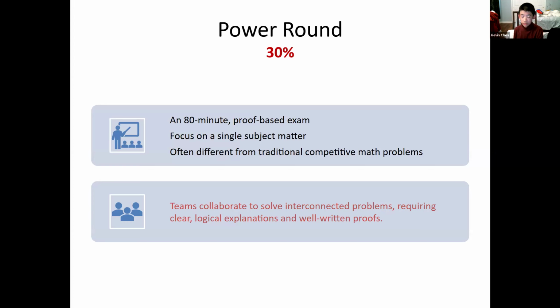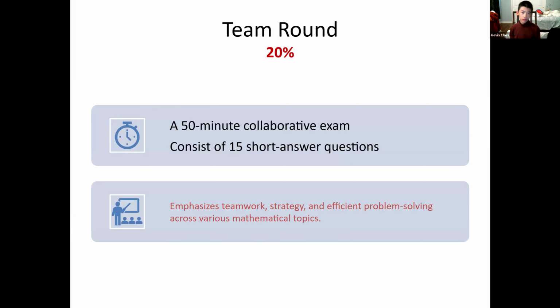So since it's a team competition, right? The team has to collaborate and see who should do which section or which problems. So you probably need to practice your team synergy before the competition. Like in the team round, this is a 50-minute collaborative exam, and it consists of 15 short answer questions. It's 20% of the team's overall score. And again, it emphasizes teamwork, strategy, and efficient problem solving across various mathematical topics, as the team round covers topics such as algebra, number theory, combinatorics, and geometry.